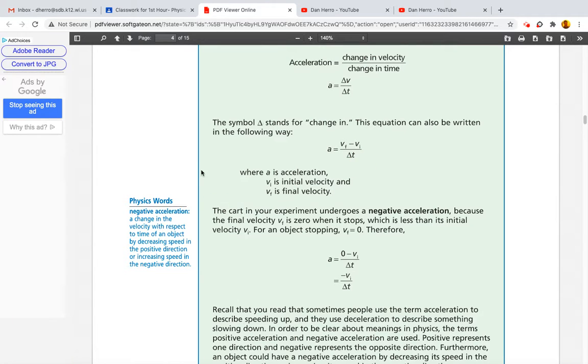The cart in your experiment undergoes a negative acceleration because the final velocity is 0 when it stops, which is less than its initial velocity. For an object stopping, final velocity equals 0. Therefore, acceleration equals 0 minus the initial velocity divided by change in time, which equals negative initial velocity divided by change in time.